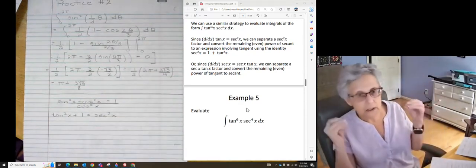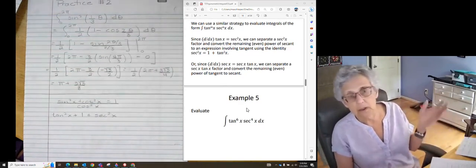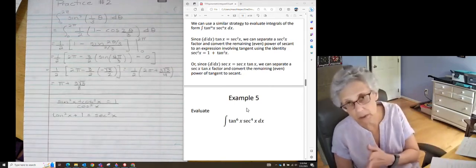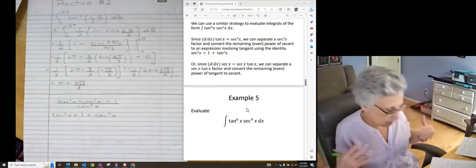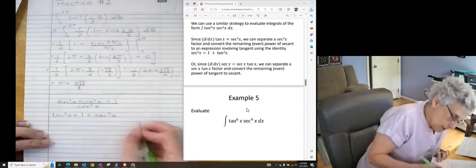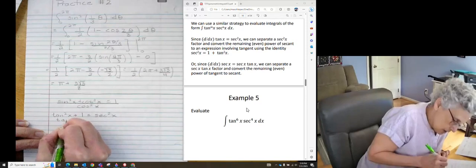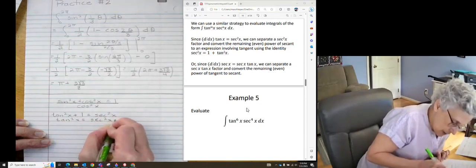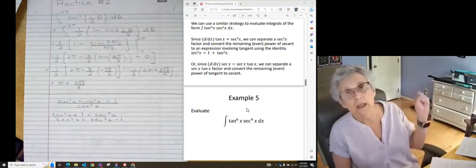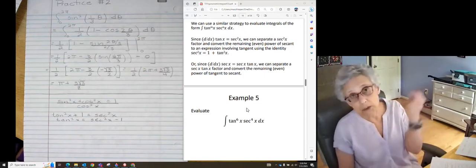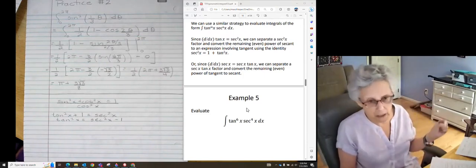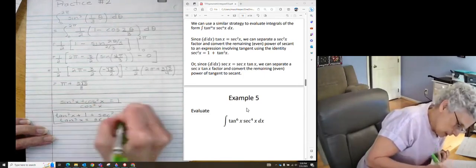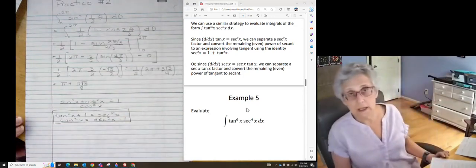Now, I always just remember secant is bigger than tangent, so secant squared is tangent squared plus 1. That helps me to remember it. You're also going to need to know that tangent squared of x is secant squared of x minus 1. Tangent smaller, so subtract 1 from secant to get back to tangent. But these are the identities that you need.